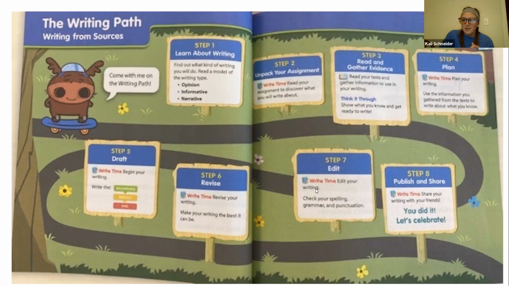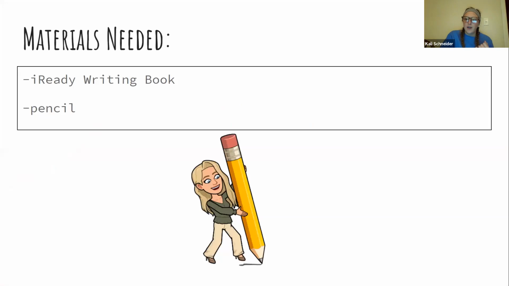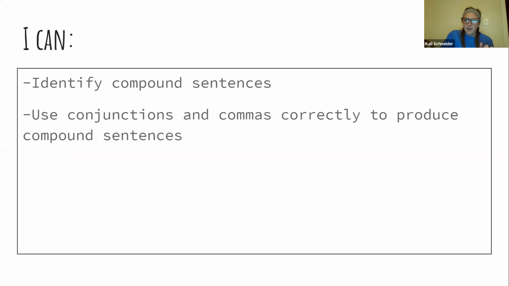We're going to look at some mentors and how we can add some different parts of speech into our writing. So let's go ahead and make sure you have your iReady writing book or some paper and a pencil with you, please. While you're getting that ready, I'm going to go ahead and get started with our objectives today.